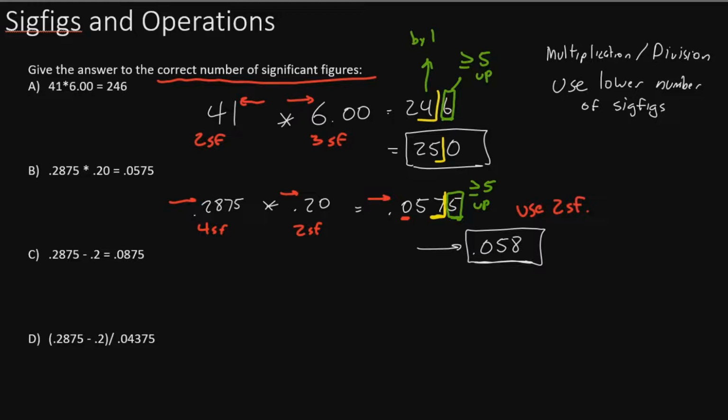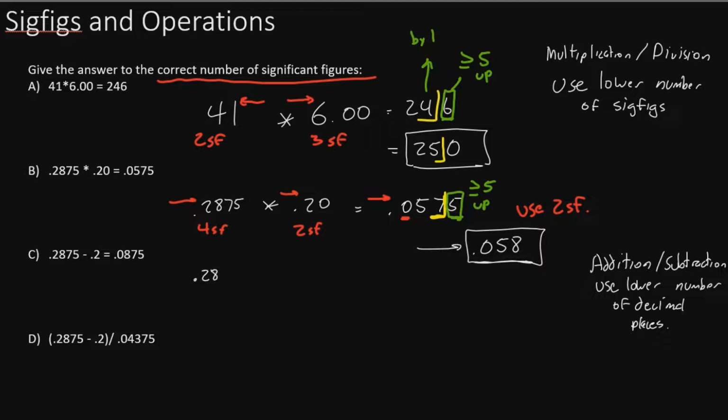Now we'll do a different example with subtraction. When you're doing addition and subtraction, we follow different rules. Here we use the lower number of decimal places. And we do not pay attention to significant figures just yet. We only look at decimal places for addition and subtraction.